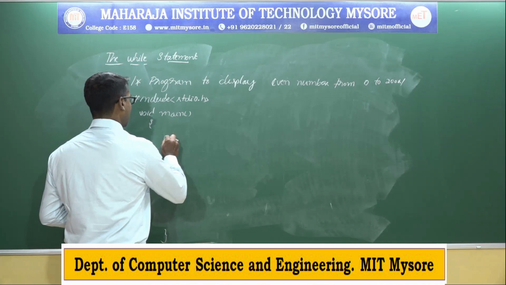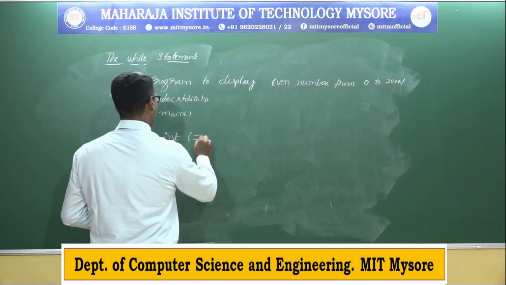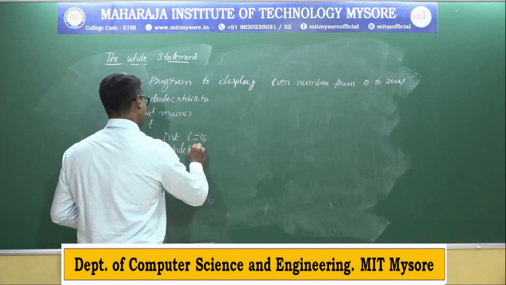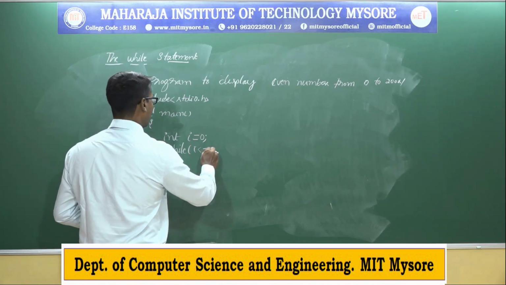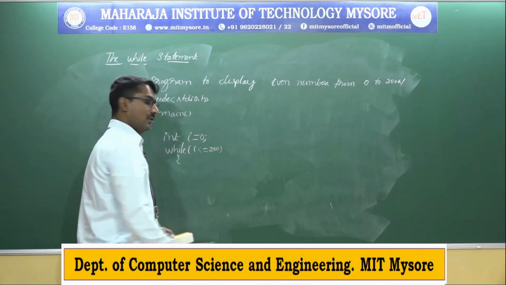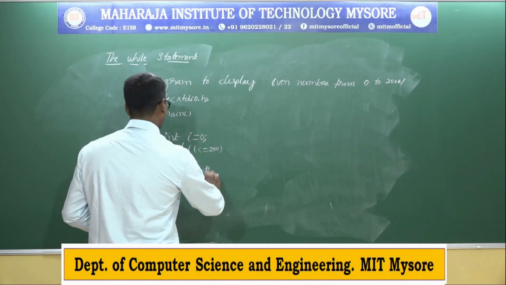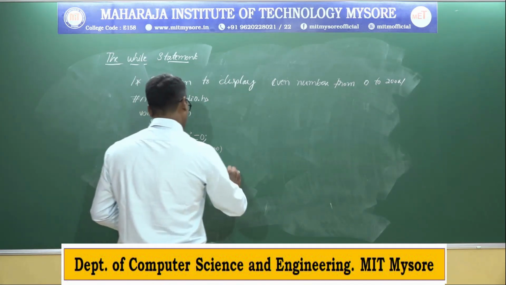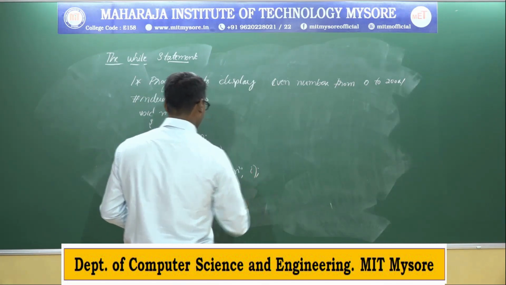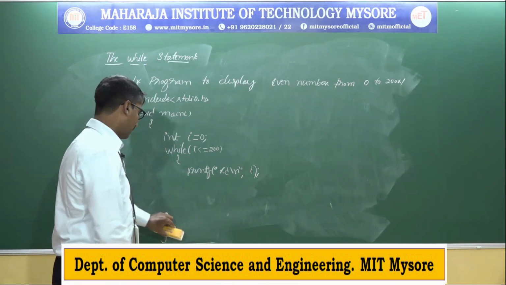Here I need a variable, a looping variable. So I will set i equal to 0, while i is less than or equal to 200. So this loop needs to iterate for 200 times. So here printf("%d\n", i). So here I am displaying the i value.